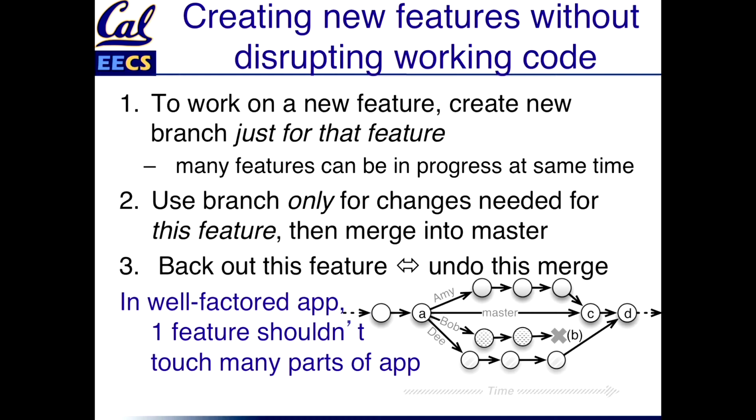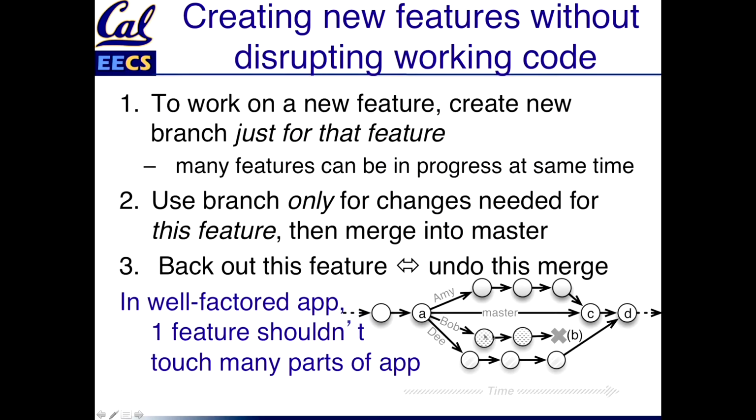So if we had used a branch to do a new feature and also fix up some ugliness along the way, maybe the fixing up the ugliness was worth having in master, but rolling back the branch would undo it. So in a well-factored application, the idea is that one feature branch shouldn't have to touch that many parts of the app, so the number of commits necessary on the branch should be small.